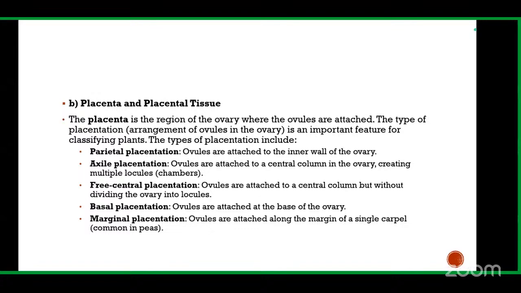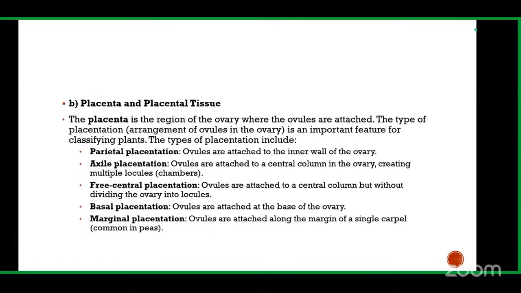that is the chambers. Next is free central placentation. Ovules are attached to a central column but without dividing the ovary into locules. Next is basal placentation. Ovules are attached at the base of the ovary. Okay, here the ovules are present at the base of the ovary. Then marginal placentation. Ovules are attached along the margin of a single carpel. That is common in pea. So basically, these all are types of placentations.